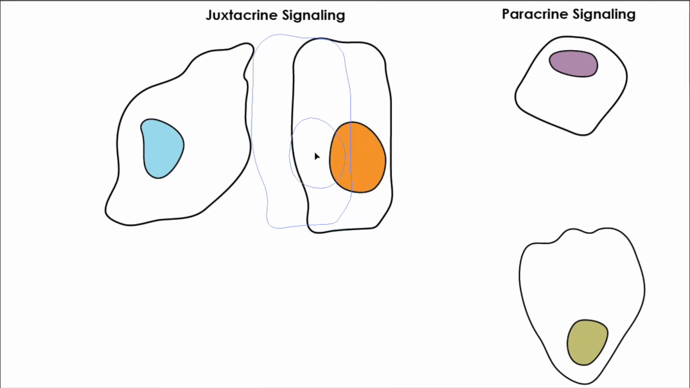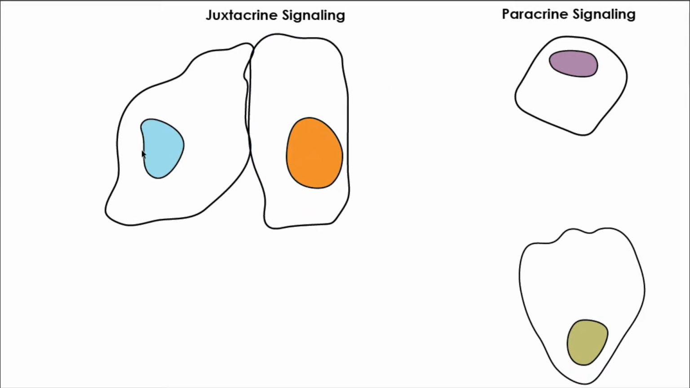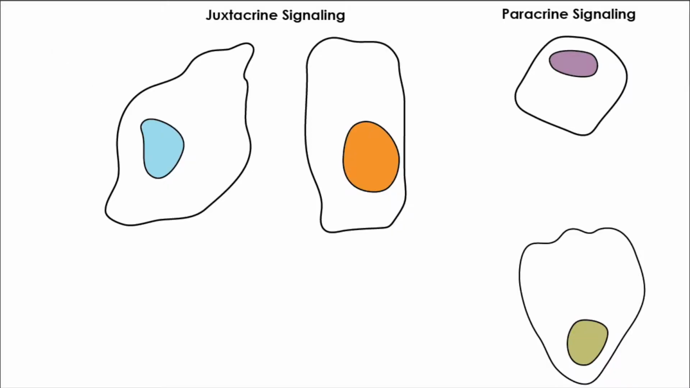Juxtacrine signaling is defined by close interactions between cells or between cells and their environment, whereas paracrine signaling refers to the secretion of a signal that is capable of diffusing to interact with cells at longer distances away. How do cells carry this out on the molecular level? Juxtacrine signaling is usually carried out by receptor-to-receptor binding.